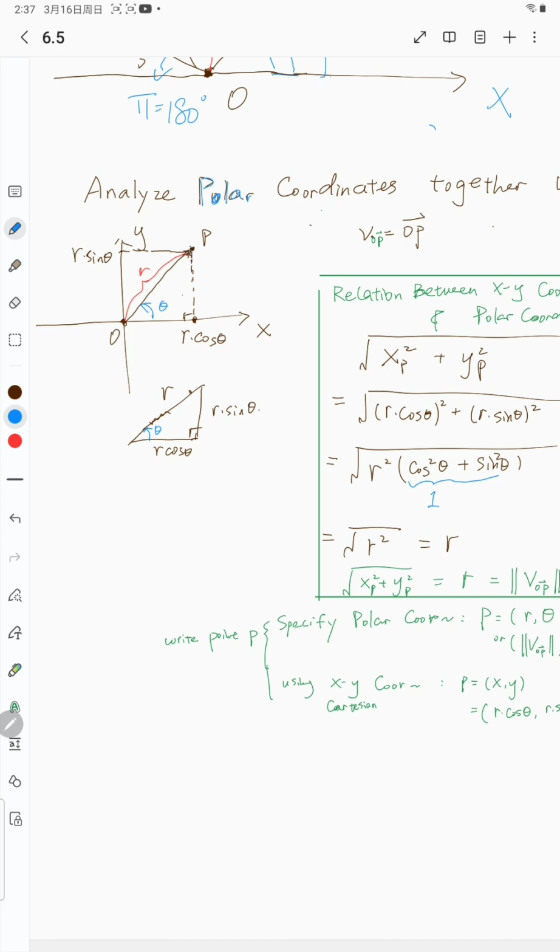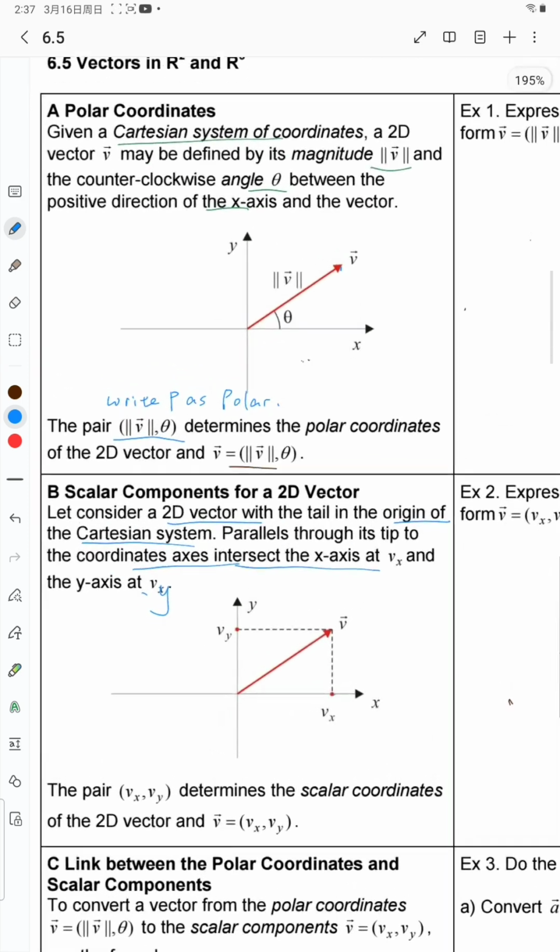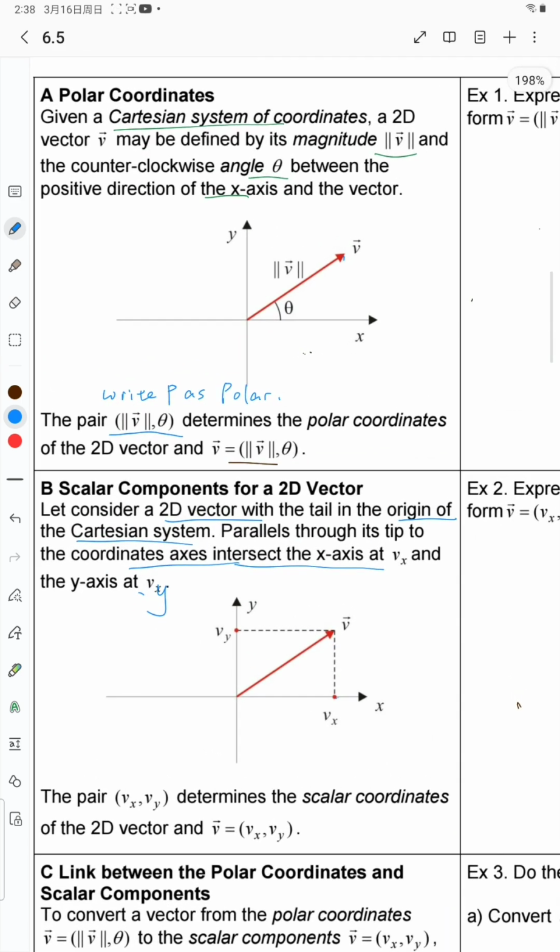So we write polar coordinates together with Cartesian coordinates, and if you know one of them, we can transform to the other, right? But this paragraph doesn't say much, does it? The pair vx, vy determines the scalar coordinates of a 2D vector. Of course, this is just our usually known xy coordinates, right? So this paragraph doesn't say much.